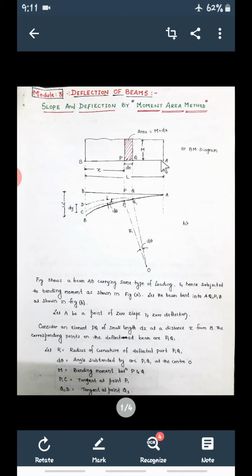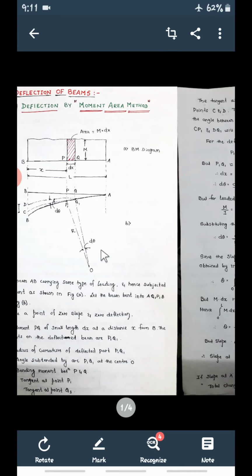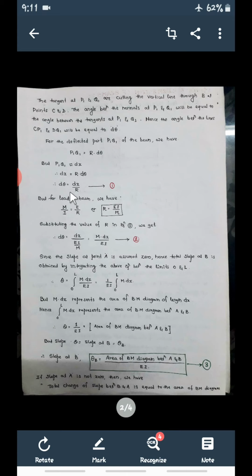So if you want the total slope between A and B, then we are going to integrate this d theta equation, that is equation number 2, between the limits 0 to L. So if you integrate this d theta, it becomes theta. So theta is known as slope. So theta is equal to integration of M dx divided by EI.